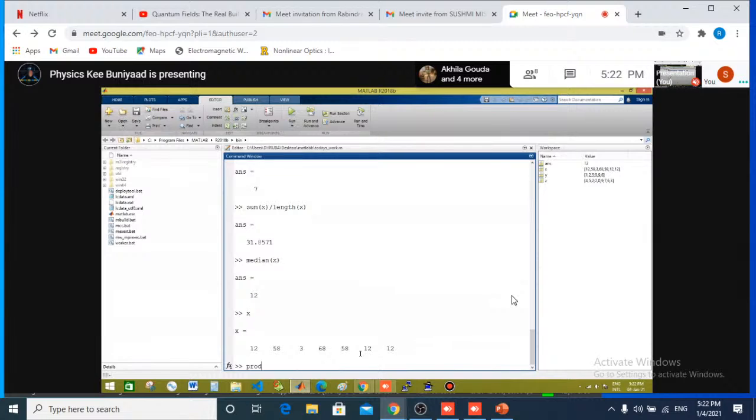It will multiply all the elements. So let me take another example which will be easy to understand. Look at 8, 2 times 16, 3 times 48. So it will give you 48, the product of all the elements.